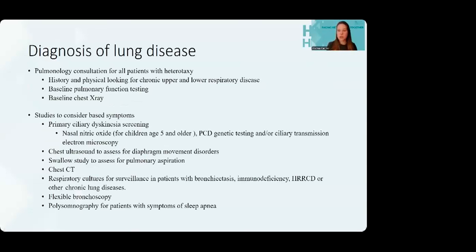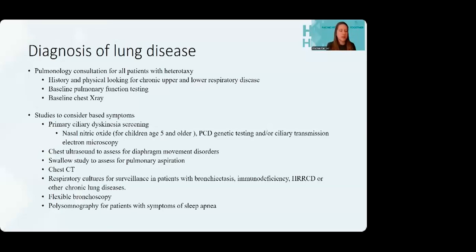But involving pulmonology in the perioperative period, involving pulmonology when the child gets old enough to do PFTs, make sure these patients are having baseline chest x-rays. This would be sort of the baseline care that we would recommend for all heterotaxy patients. Studies to consider based on symptoms are going to be specifically tailored to the child in front of you or the patient in front of you.